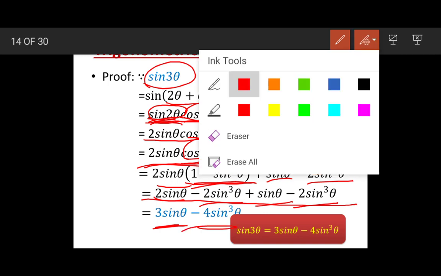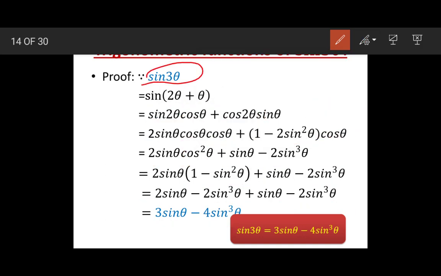Okay, so once again sin 3 theta, first we have to split this 3 theta as 2 theta plus theta. Then we are going to apply the compound angle formula, sin A plus B formula. So sin A cos B plus cos A sin B. Then I have to apply sin 2 theta and cos 2 theta formula. Now sin 2 theta is a single formula. So sin 2 theta will be 2 sin theta into cos theta.